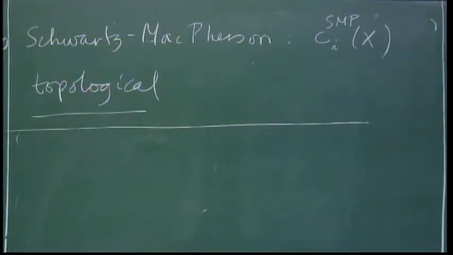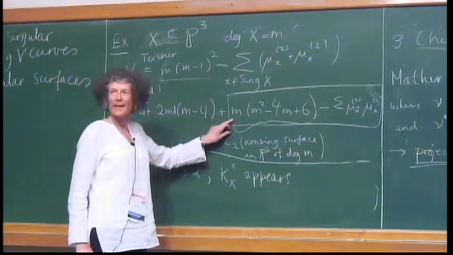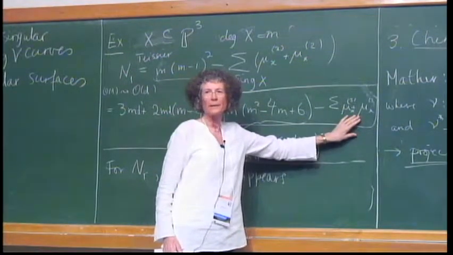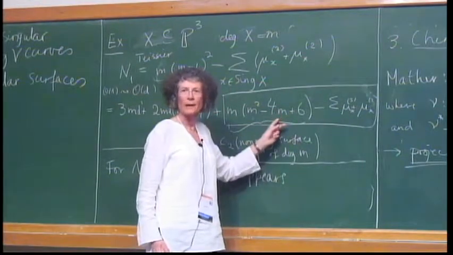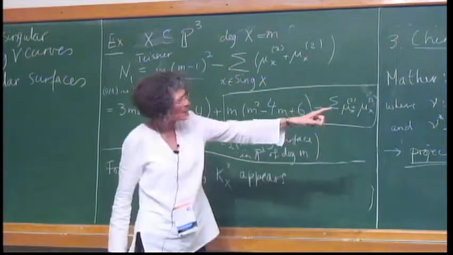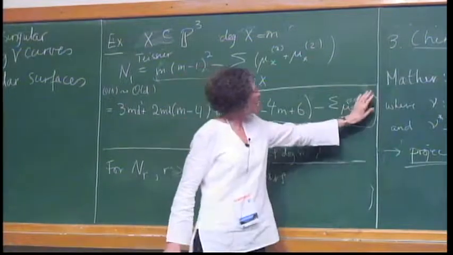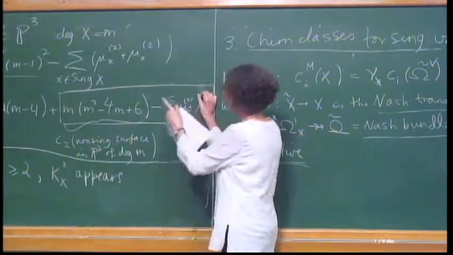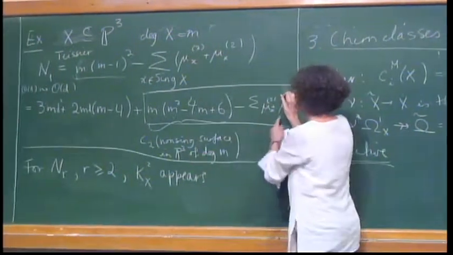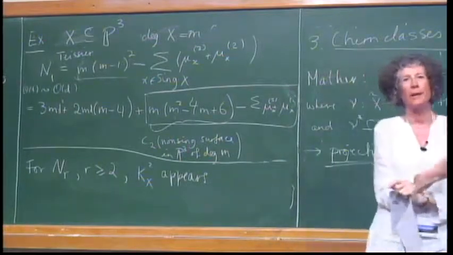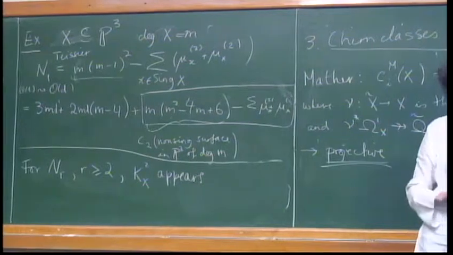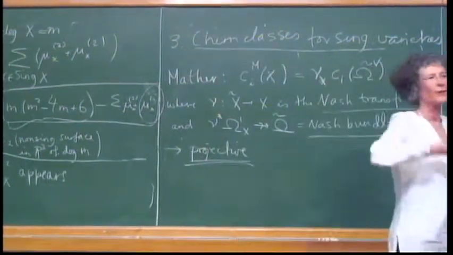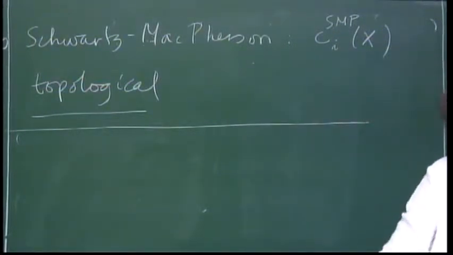As I said, since the Mather Chern classes are the ones that behave according to polar varieties, in this example, this thing corrected by the sum of the two Milnor numbers will be the Mather second Chern class of the surface. Whereas, what about the topological thing? For the topological thing, you have the vanishing cycles, which is precisely the Milnor number. And so in the case of a hypersurface, the Schwarz-MacPherson Chern class would be this thing corrected by just the ordinary Milnor numbers of the singularities. That's the difference between the Mather and the Schwarz-MacPherson classes. It's the sum of these Milnor numbers of the curves you get when you intersect the surface through a singular point.